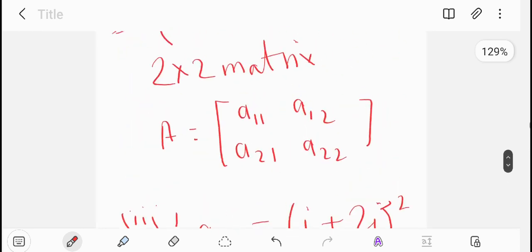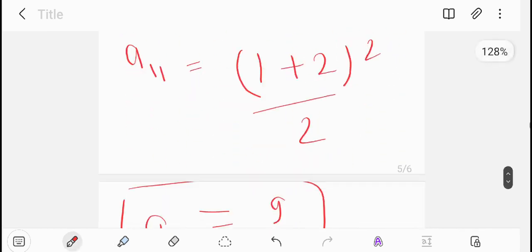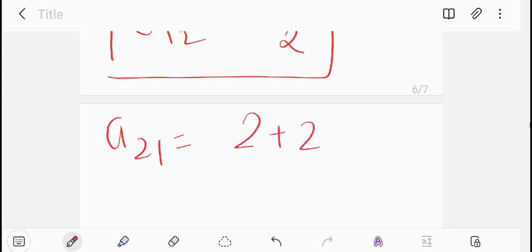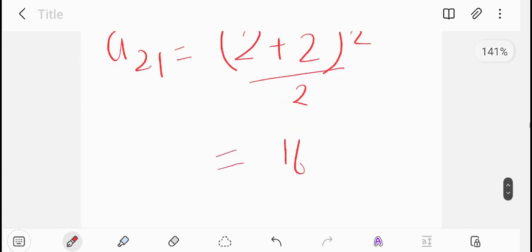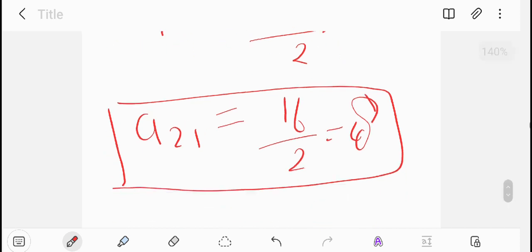What next do I have to find? Let's check in the general form. This is the general form of our 2 by 2 matrices. So next we have to find a21. Let's check a21. Here you can see that i is 2 and j is 1. So this is the form it will take, by 2, which is nothing but 8. This is a21. I have got my a21 also.